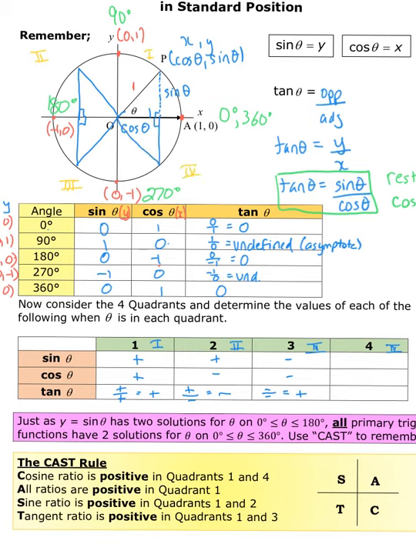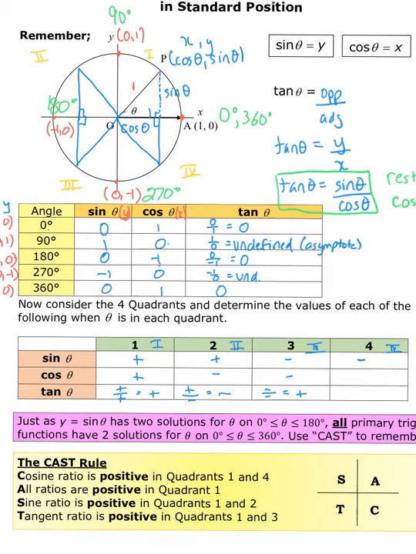And finally, I'm going to look in quadrant 4. So I drew this triangle here. Y is negative. So sine theta of any angle when theta is between 270 and 360 is negative. And cos is positive because our x value is positive.